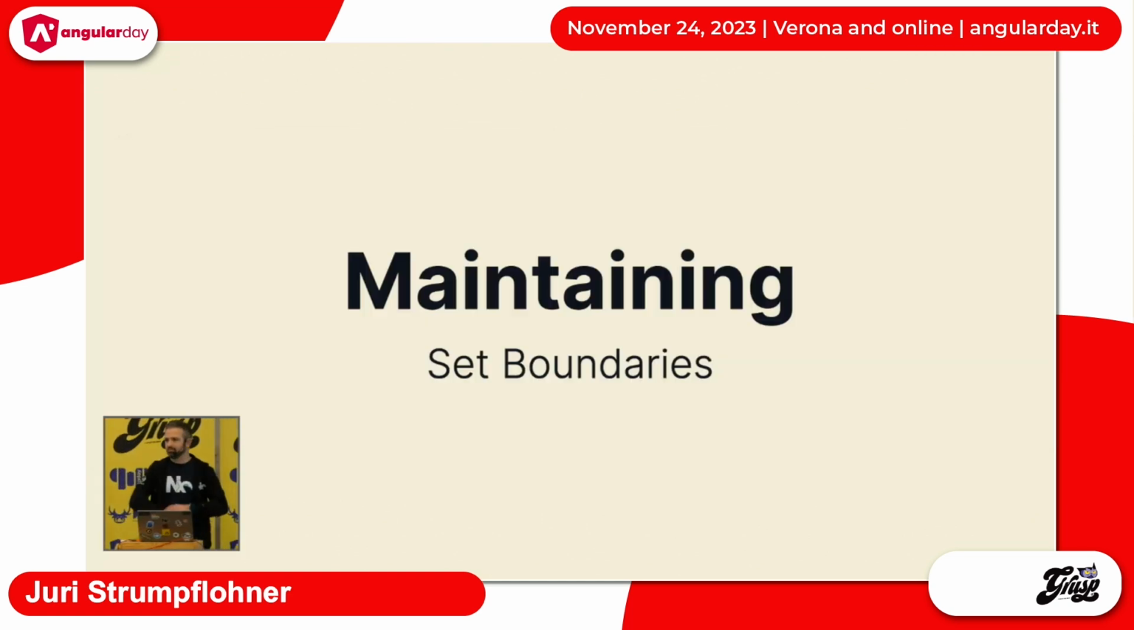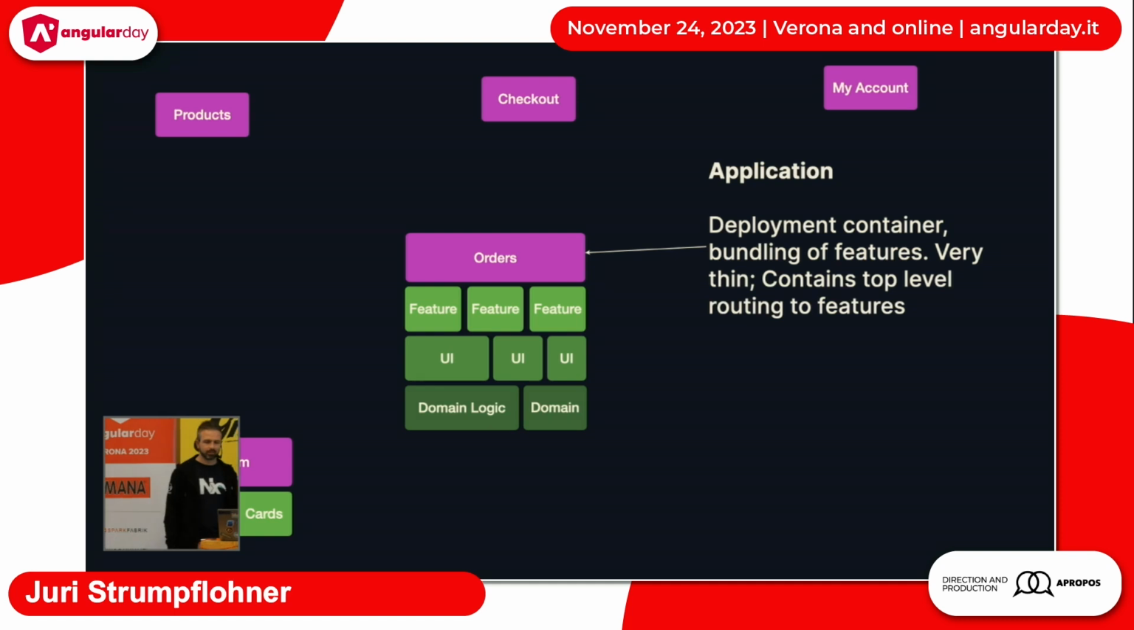Cool. So now we have a big workspace. We have optimized our CI. But what about the whole maintainability story? We haven't talked a lot about that, right? Now we have all these projects. They can depend on each other, so we potentially get a mess out of it.